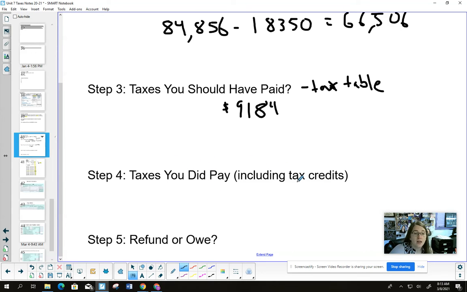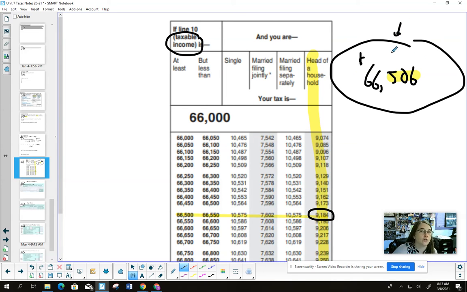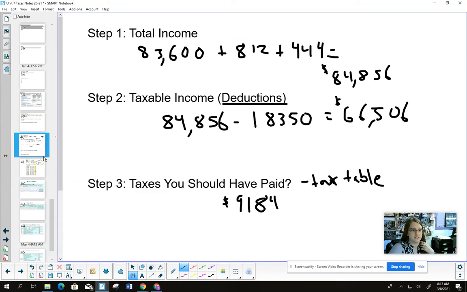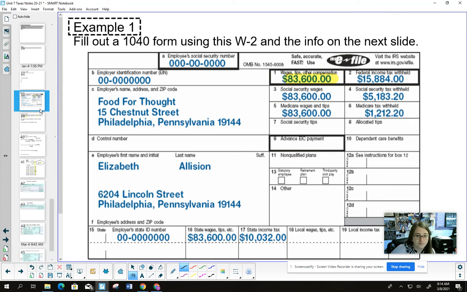Now, we learned that tax credits are not like tax deductions, right? Tax deductions decrease the number we're going to use. Like a tax deduction would have decreased this number. A tax credit directly decreases how much you owe in taxes. So when we find taxes you did pay, again, you are going to include any tax credits because they are pretending you paid that, right? It's a credit. So let's look back to our information.